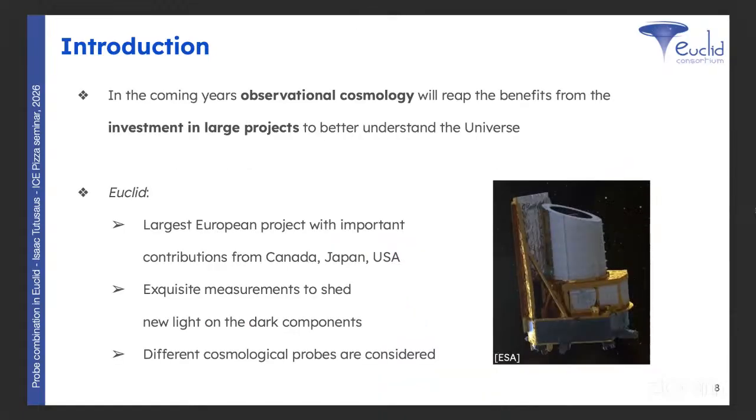So we are at a very special moment. Observational cosmology will now really benefit from all the investment that has been done in very large projects. And I wanted to talk about Euclid. So here you see, this is an artist's impression. I have pictures afterwards, but this is an artist's impression of the satellite. And this is the largest European project for cosmology, of course, with very significant contributions from other countries like the US, Canada, or Japan. Its main goal is to do cosmology. It will be used for a lot of legacy science, but its main goal is to provide very precise measurements to try to shed some new light on these dark components of the universe. And in order to do that, in Euclid, different probes will be considered. So let me just emphasize what I mean by that.